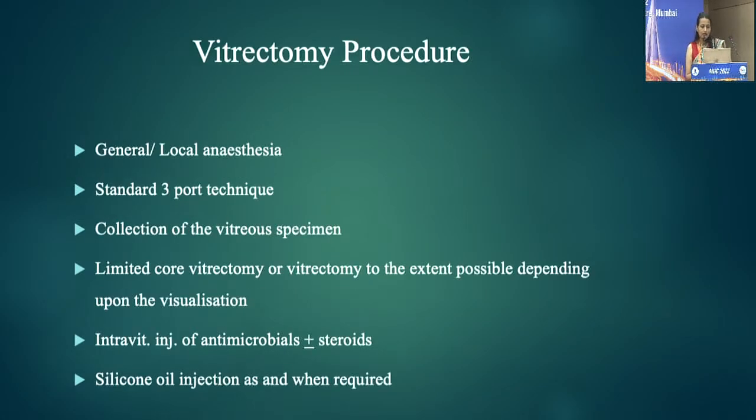For vitrectomy, the procedure is done under local anesthesia. Standard 3-port technique. First, we have to collect the vitreous specimen before starting the infusion so that we have a high yield of organism if possible. Limited core vitrectomy or vitrectomy to the extent possible depending upon the visualization. Intravitreal injection of antimicrobials and steroids if it's not a fungal endophthalmitis, and silicone oil injected as and when required.